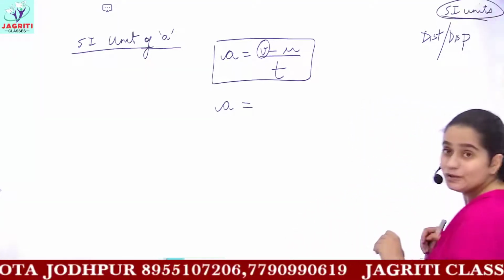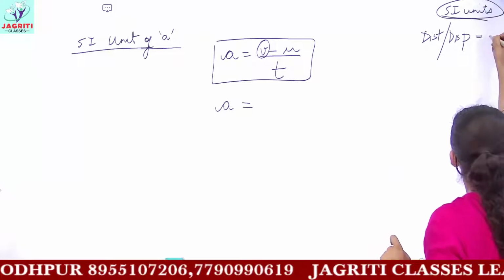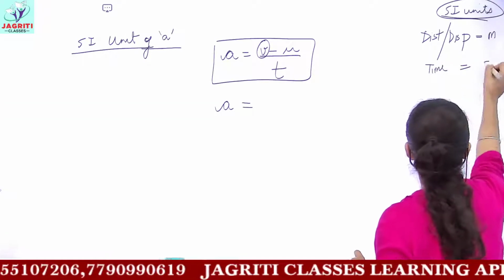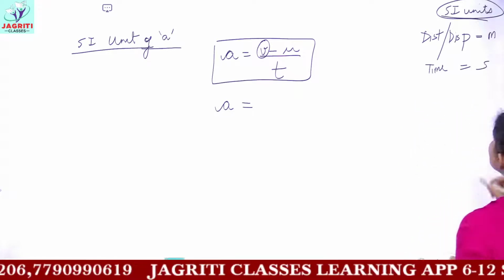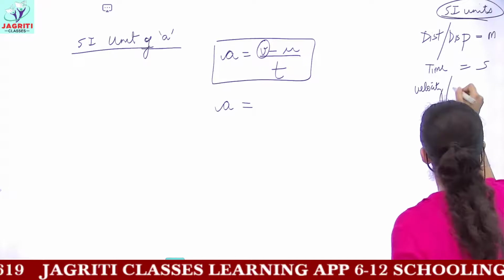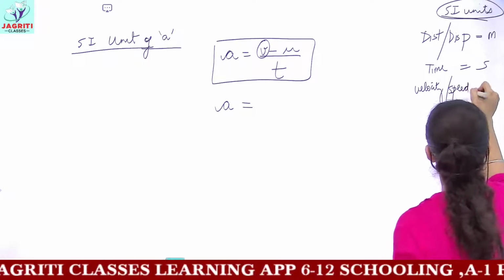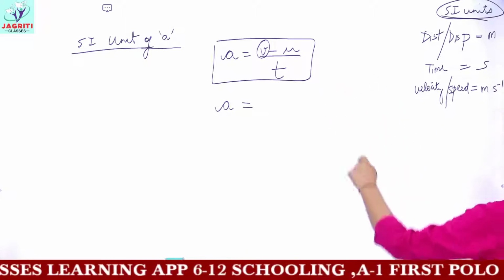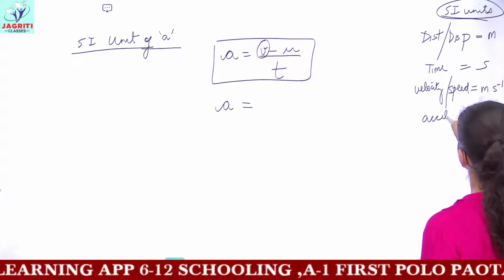So till here we have read distance and displacement. Its SI unit is meter. Then you know time. The SI unit of time is seconds. Then we have another term, that is velocity or speed. Both have the same SI unit, that is meter per second. And then we saw acceleration.